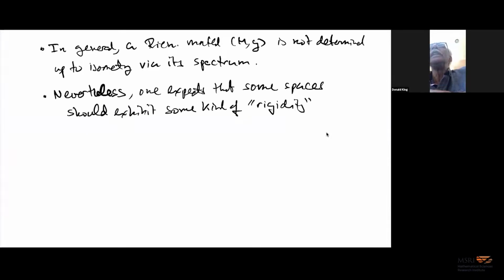So in general, we will find that a Riemannian manifold (M, G) is not determined up to isometry, because that's the relevant thing here, via its spectrum. Nevertheless, one expects that for some spaces, we should have some kind of rigidity. In other words, the eigenvalues should tell us something about the space we're looking at.